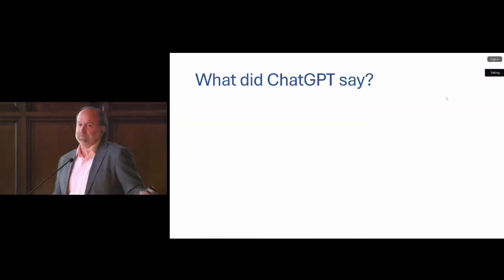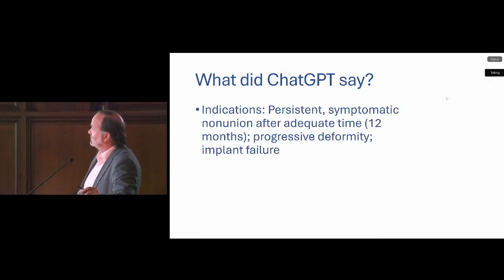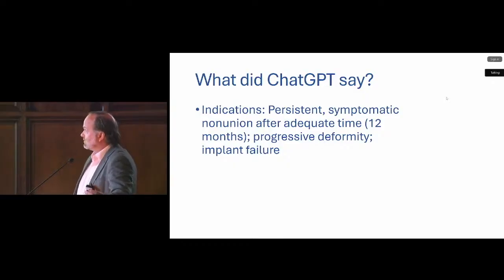So what did ChatGPT say about this? Because ironically, when you read it, it's pretty accurate. It says persistent symptomatic non-union after adequate time. They recommend 12 months, which is what the data supports. Any progressive deformity or implant failure. I thought that all sounded pretty reasonable.